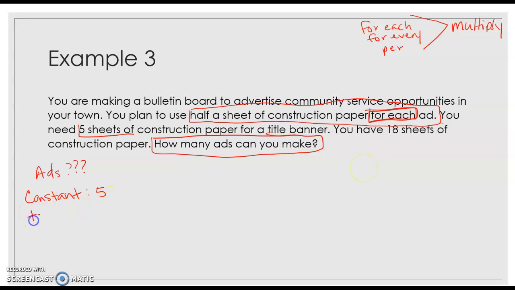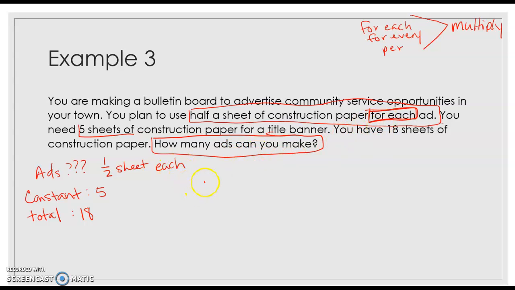We know we have a total of 18 sheets. And like we said, we don't know how many ads, but we know we're using half a sheet each. Right? So now we've got to say, okay, well, how can we set that up? Well, ads are our unknown. So I'm going to call my unknown A, right? It's a variable. I can call it whatever I want. I just don't call it late for dinner.